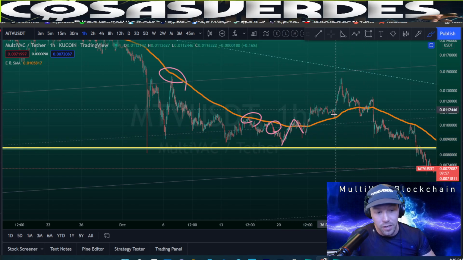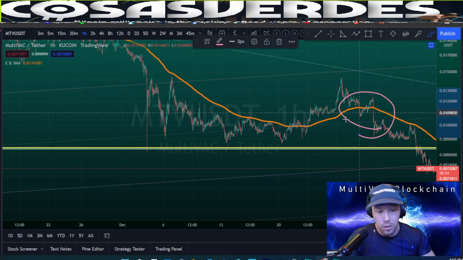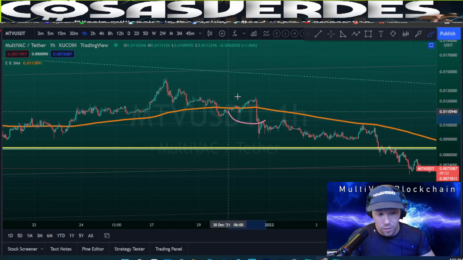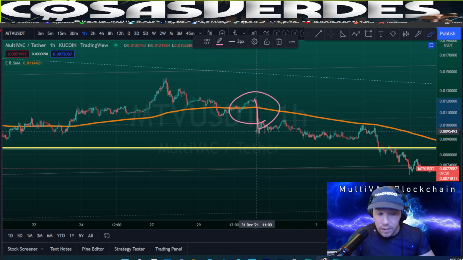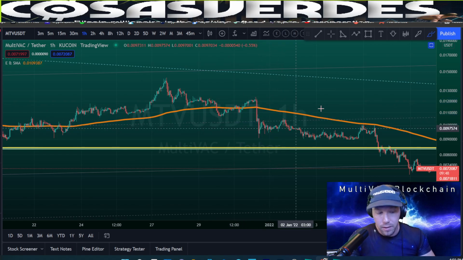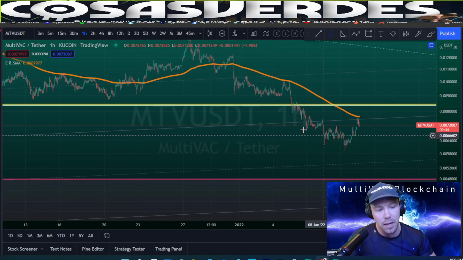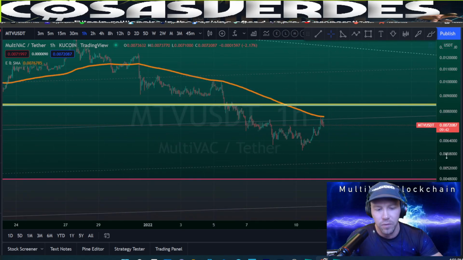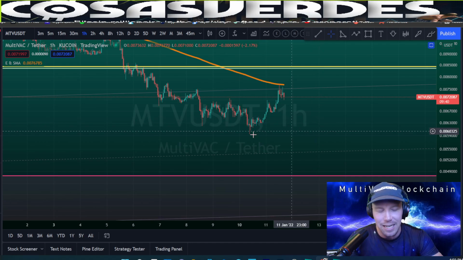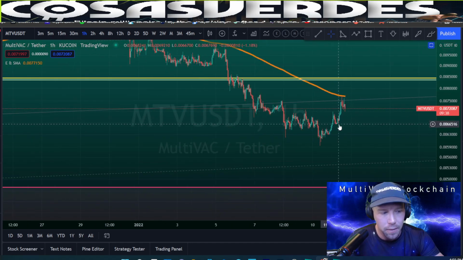So this acceleration to the downside here, let's zoom into this part. This acceleration to the downside right here happened exactly crossing that EMA. This EMA is very important, right? I mean, it is for most altcoins. And I think it's mostly because it aligns relatively close to the daily 10 EMA. It's usually pretty close to it.